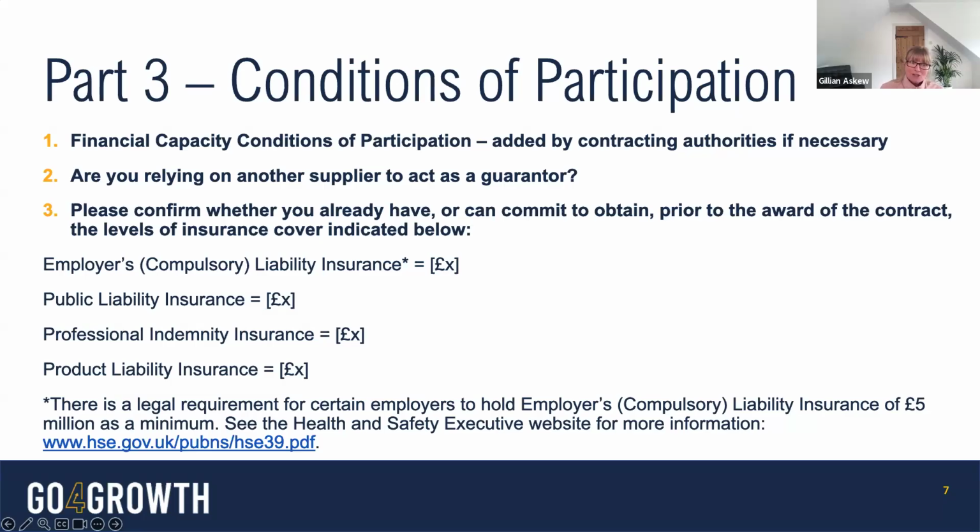You could be asked, are you relying on another supplier to act as a guarantor? So are you giving a parent company guarantee, for example, any bonds, etc.? Are you relying on anyone else to act as a financial guarantor for you within that opportunity? And then, as always, you'll be asked to confirm whether you already have or can commit to obtain prior to the award of the contract the levels of insurance cover indicated below.